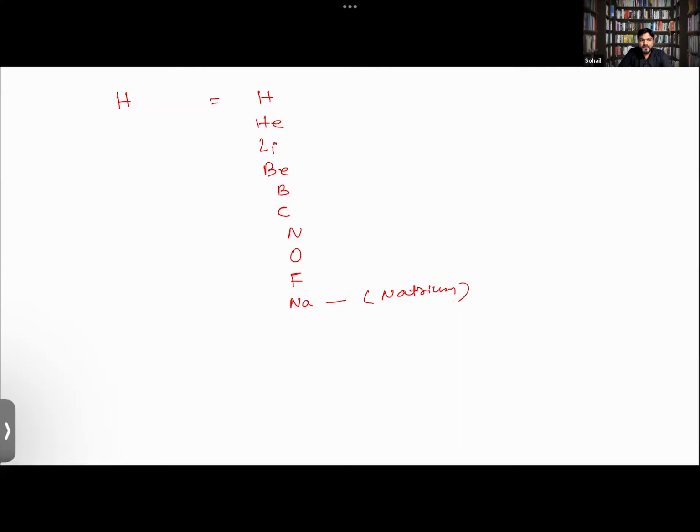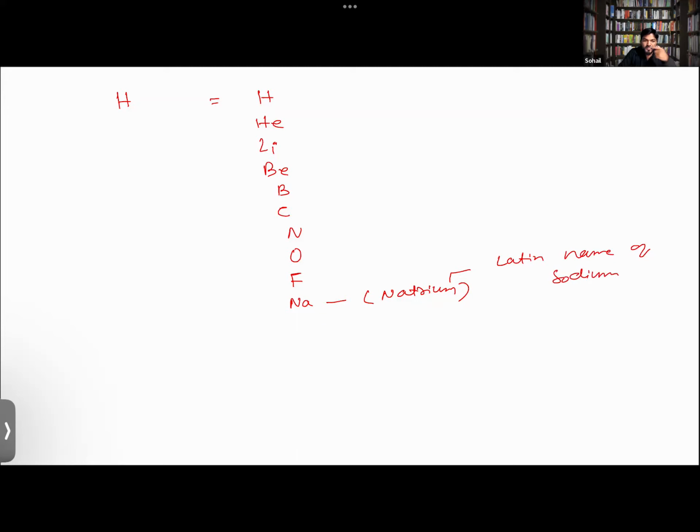Based on the question, we have to know what they're talking about, whether it's ferrous sulfite or another one. Like natrium, as I was telling, I think this is the Latin name of sodium.